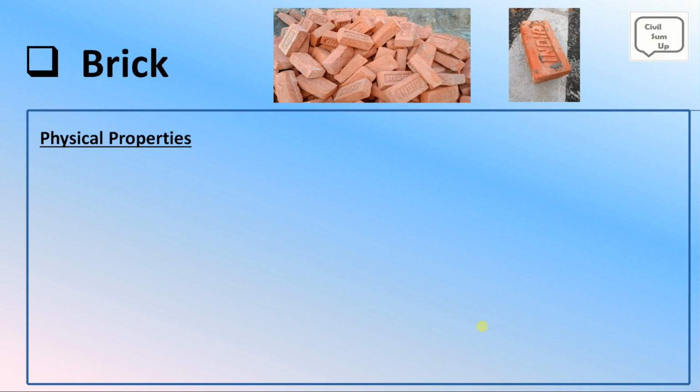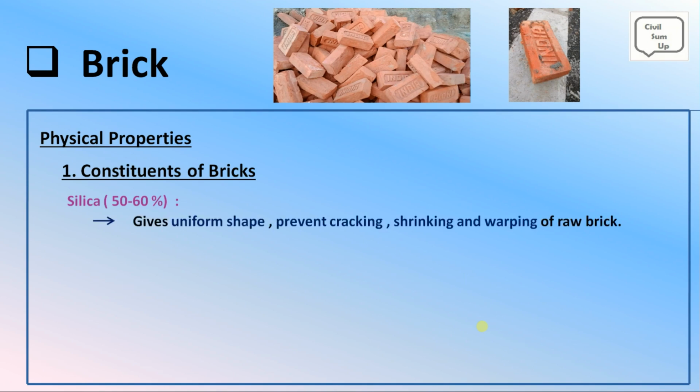In that, the first physical property is constituents of brick. The first one is silica. That is the main component of bricks. It is around 50 to 60% of a good brick and gives uniform shape, prevents cracking, shrinking and warping of raw bricks. But it has a disadvantage also. Excess use of silica causes loss of cohesion and makes the brick brittle and weak on burning.